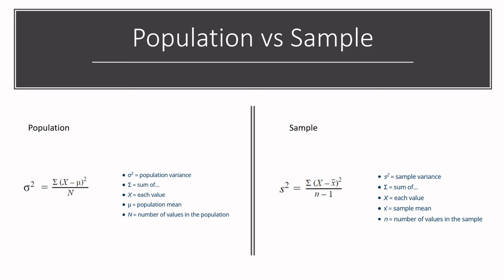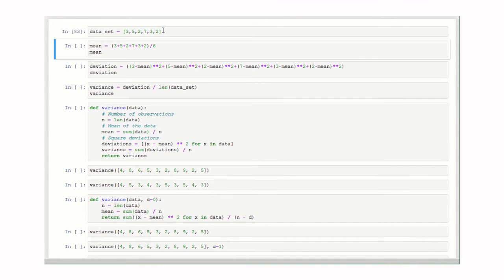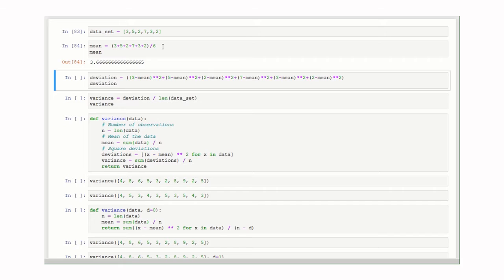Let's try to implement these things using Python. Let's take an example of a dataset with 6 elements. Let's find out the mean first. We'll calculate the mean by summing up all the elements divided by the total number of elements in the dataset. So we'll get the mean as 3.66.